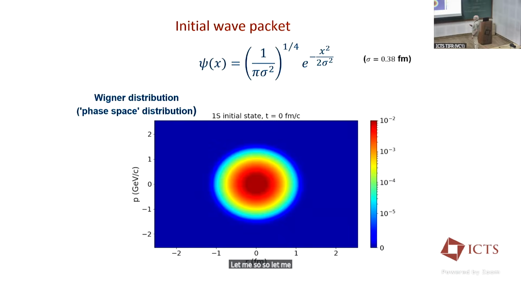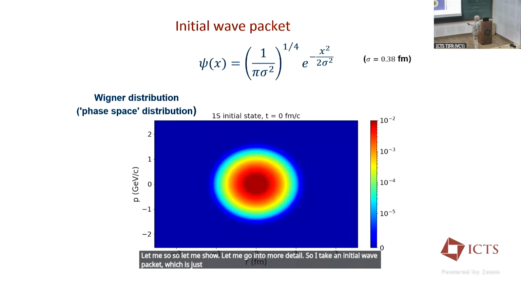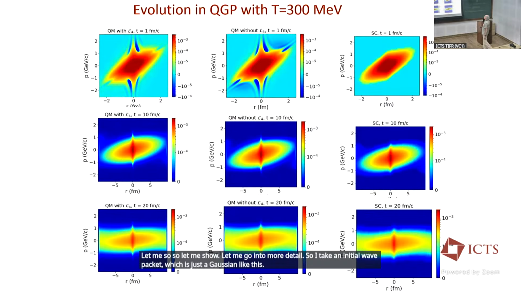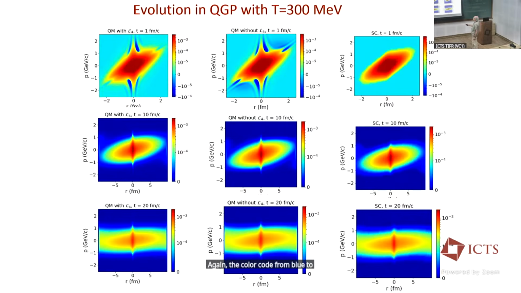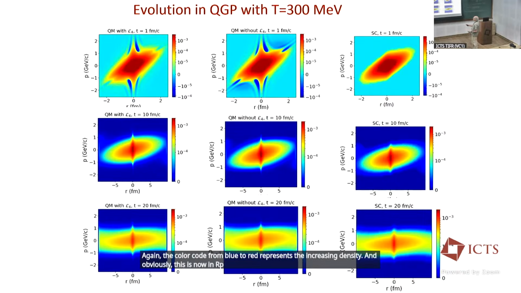Now, let me go into more detail. So I take an initial wave packet, which is just a Gaussian like this, and then this is the evolution at a temperature of 300 MeV. And the beginning of the evolution, you see, is rather complex. Again, the color code from blue to red represents the increasing density. And obviously, this is now in RP space.